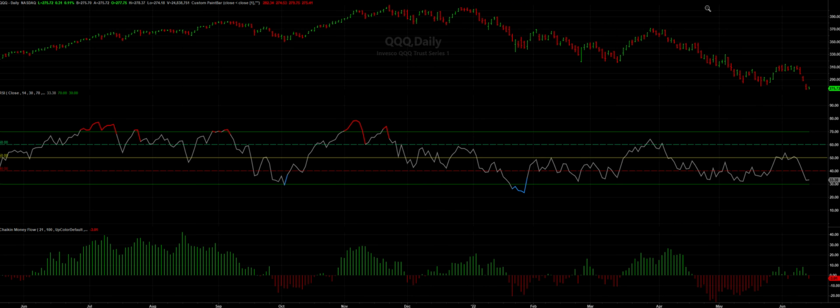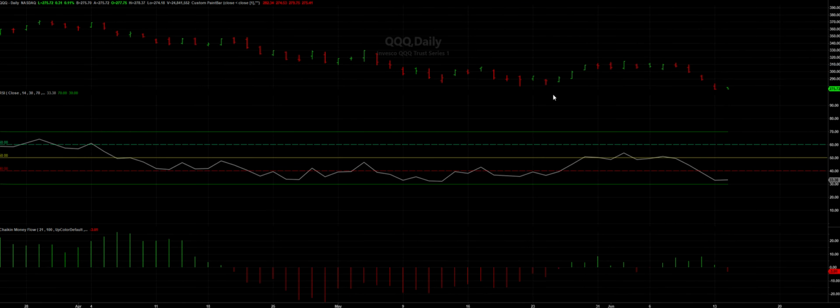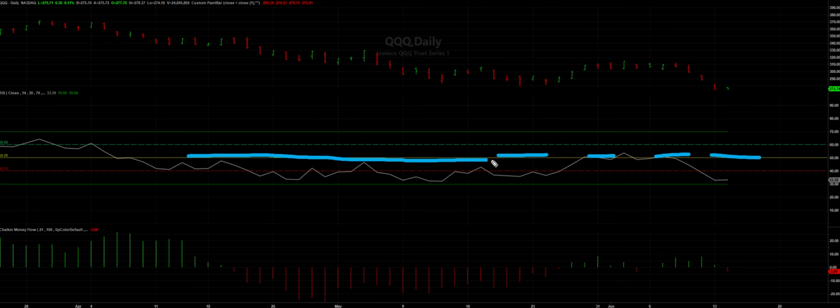The bears, the sellers are in control. We're below the 50 level. On the RSI, that's the yellow horizontal line, we're below 40. Bears are fully in control. We didn't get all the way back to 30, the oversold level, but they're in control right now.